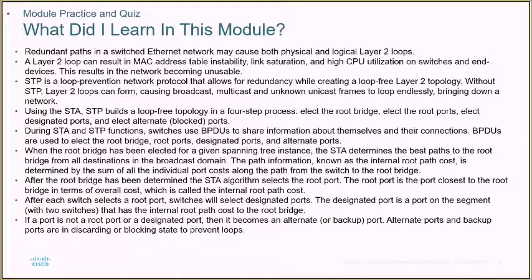After the root bridge has been determined, the STA algorithm selects the root port. The root port is the port closest to the root bridge in terms of overall cost, which is called an internal root path cost. After each switch elects a root port, switches then select designated ports. The designated port is a port on the segment with 2 switches that has an internal root path cost to the root bridge. If a port is not a root port or a designated port, it becomes an alternate or backup port.